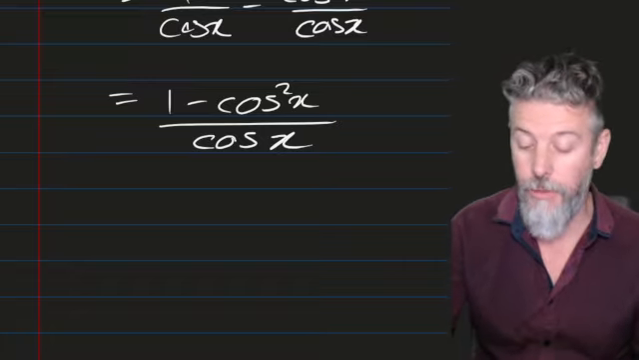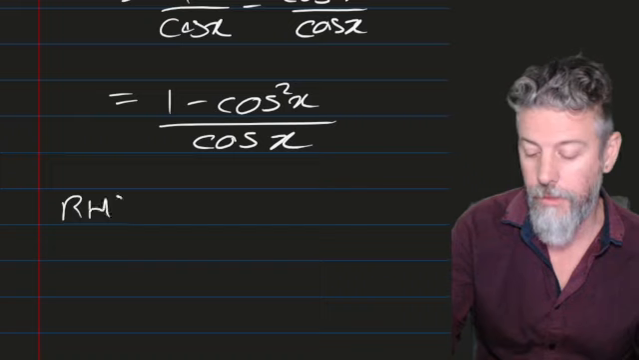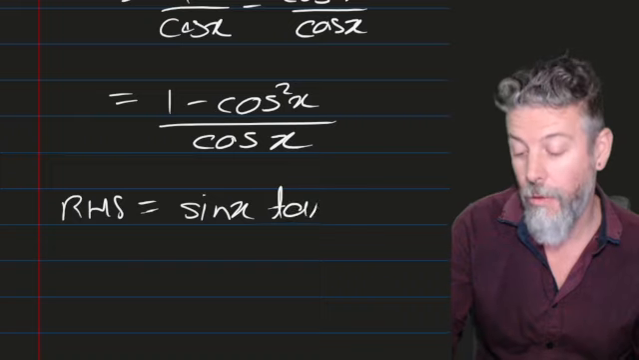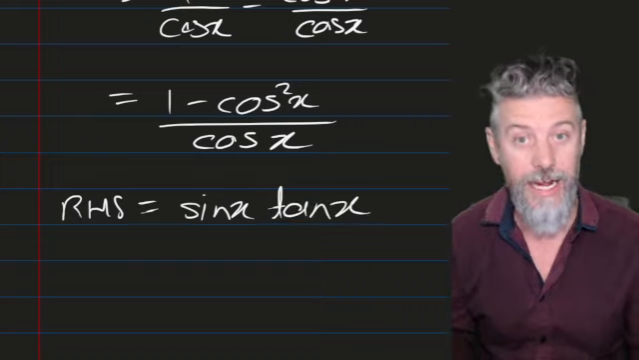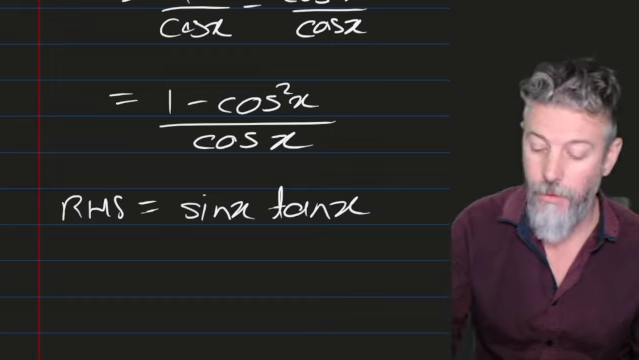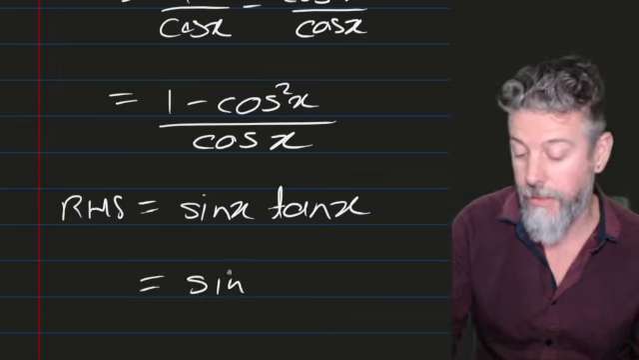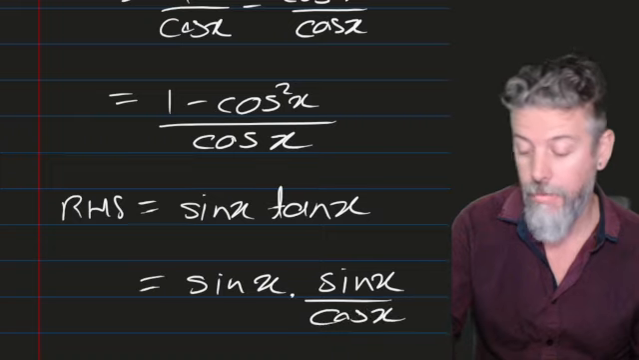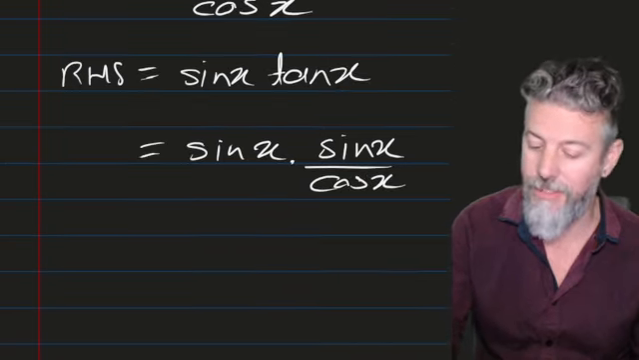All right, so now let's work on the right-hand side. So the right-hand side equaled sine x tan x. What we're going to do is change our tan down into sine and cos. So we get sine x times sine x over cos x. And so sine x times sine x is sine squared x.